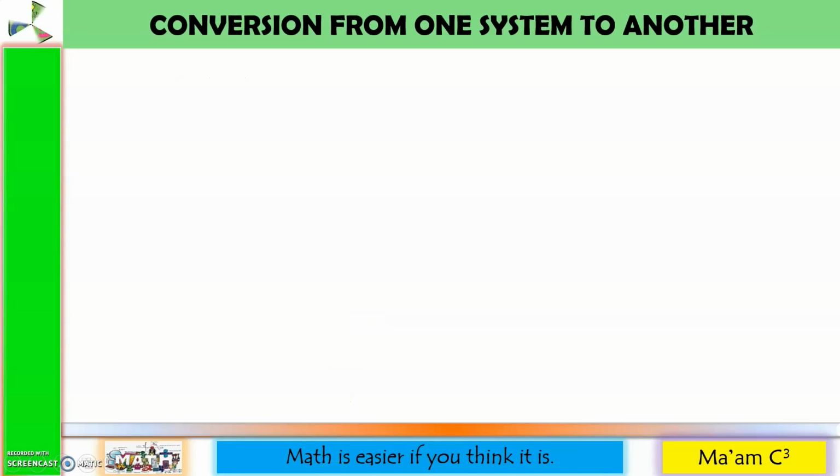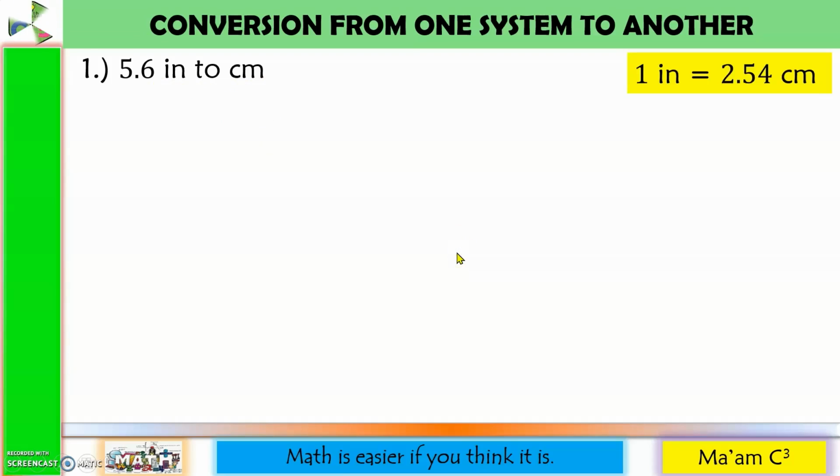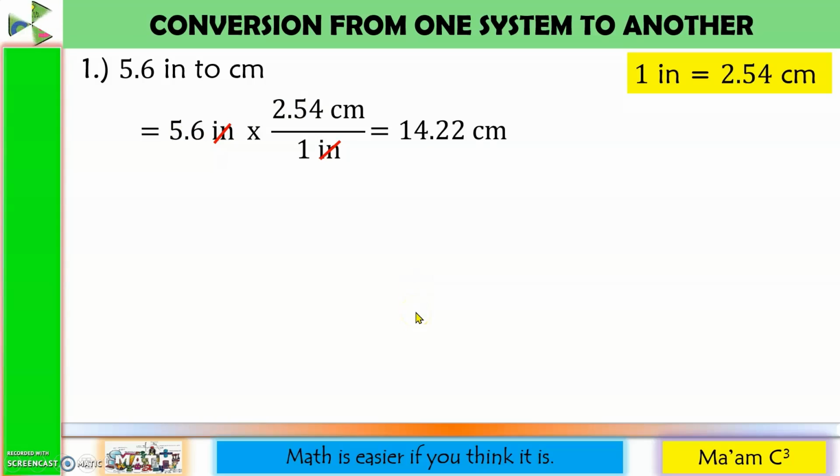This time, we are going to convert from one system to another. Number 1, 5.6 inches to centimeters. So this is from English to metric. Let us recall our conversion factor. 1 inch is equal to 2.54 centimeters. So let us copy 5.6 inches. Since inch is in the numerator, inch here should be in the denominator. So times 2.54 centimeters over 1 inch. We can now cancel the inches. 5.6 times 2.54 is equal to 14.22 centimeters. So therefore, 5.6 inches is equal to 14.22 centimeters.